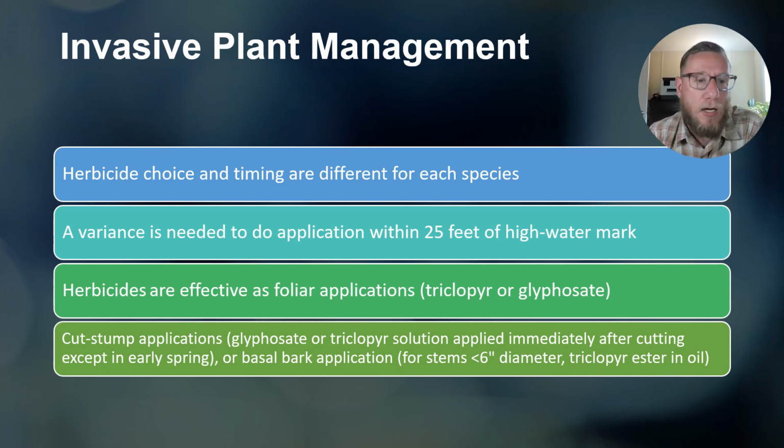Also, cut stump applications are really useful as well. And that's where we're using these glyphosate or triclopyr solutions applied immediately after cutting that stump and just really targeting that cut surface and putting a little bit of herbicide along that cambium layer, that inner bark layer of that cut stump.